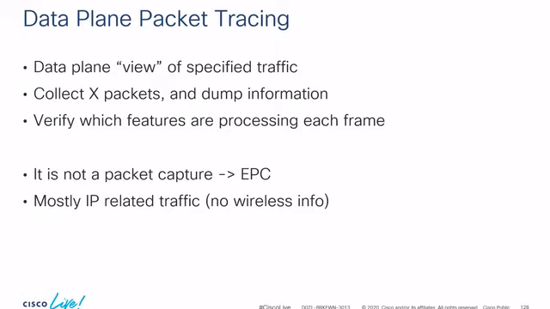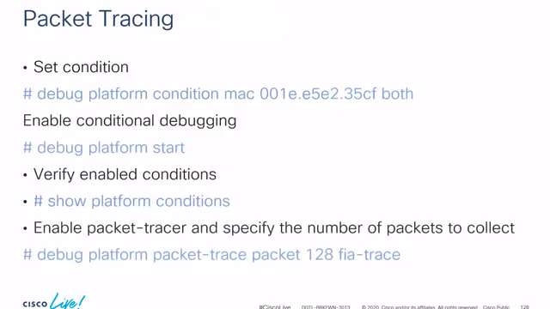Remember how we talked about the data plane getting plumbed and programmed with all the features that apply to a client. So not only does it have a client entry, it has to know this client belongs to this SSID, therefore this ACL needs to get applied or this QoS policy needs to get applied, and so on and so forth. So there are a lot of features that need to be processed for each given frame. That's what the data plane is responsible for, and packet tracer gives us a view into that feature processing.